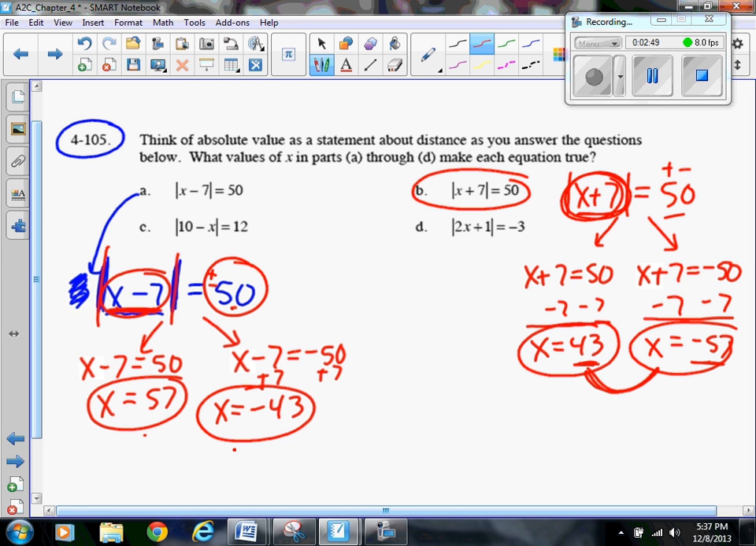The only other one, C, I'll let you do on your own. I'll let you see if you can do that yourself. 10 minus x equals 12. 10 minus x equals negative 12. I'll let you solve that one on your own.